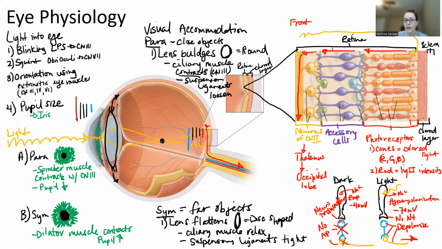And remember, as we're sending out that action potential, it has to go back towards the front of the eye, and then it has to go back towards the back of the eye to come out of this part, which is the optic nerve, which is cranial nerve 2. So I hope that helps you with all the eye physiology. I'm sorry if this is a little bit longer, but I wanted to put all of that together.